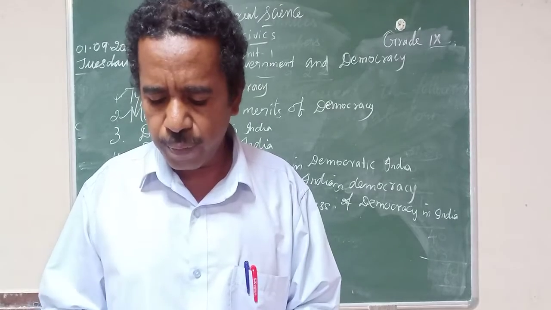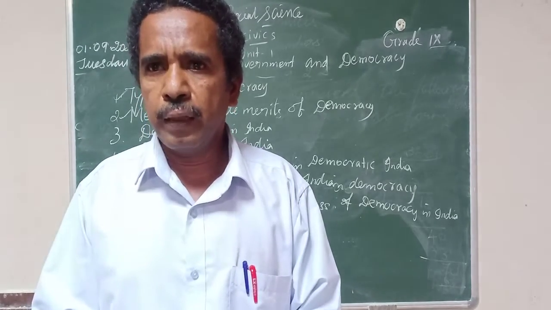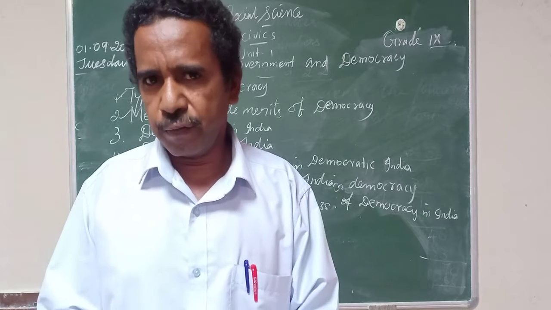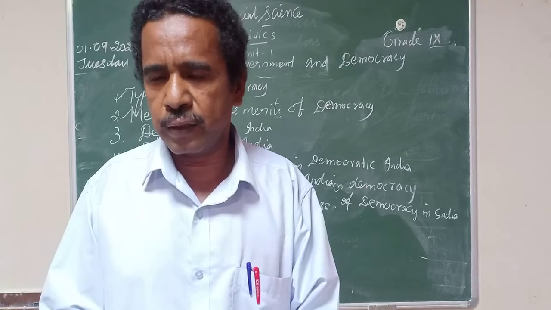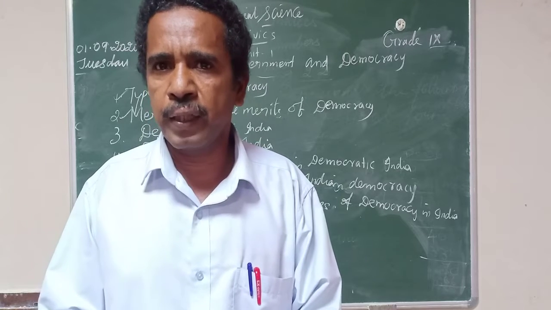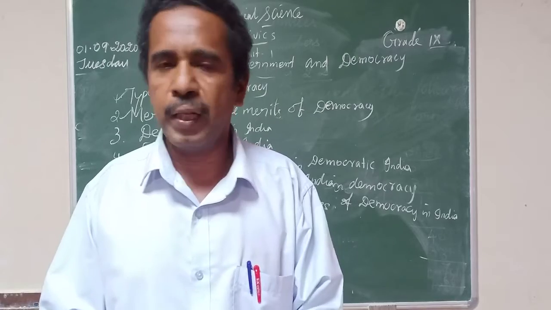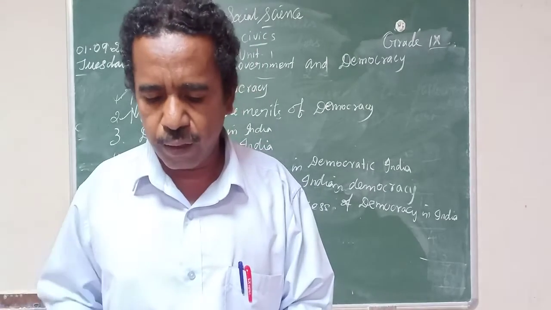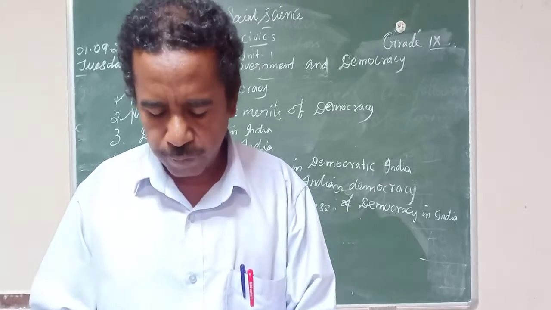Delay in decision-making process. Immediately they cannot take any decision. They have to do some process to get the decision. Immediately we won't get a decision. The government cannot take a decision immediately. That is also one of the demerits of this type of democratic form of government.